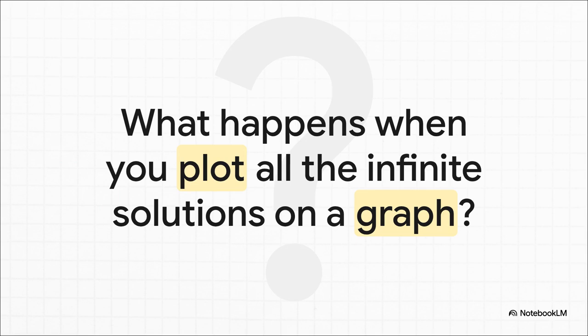But I want to leave you with a question to think about. What would happen if you took all those infinite solution pairs, (0, 3), (6, 0), (2, 2), and you plotted each one as a tiny dot on a graph paper? What shape would all those infinite little dots make? We'll find out the answer in our next explainer.